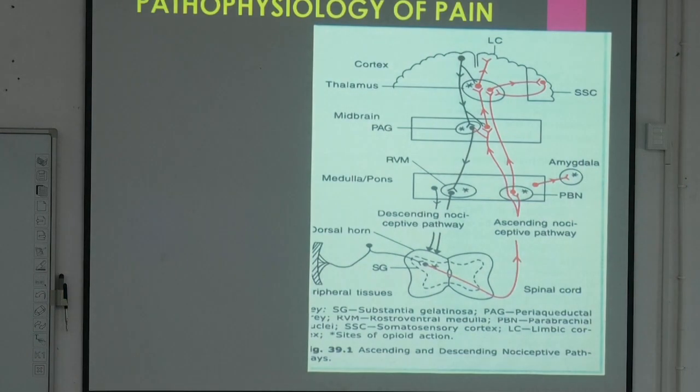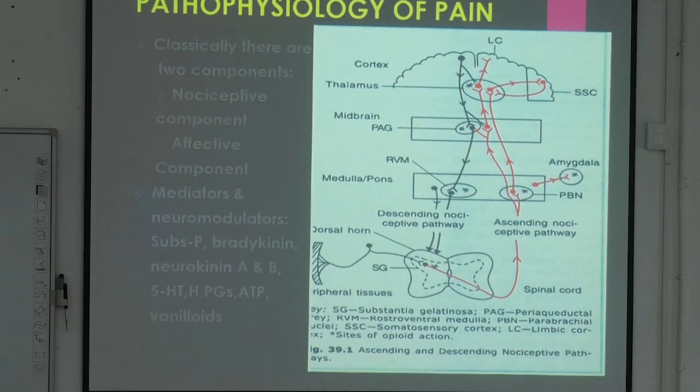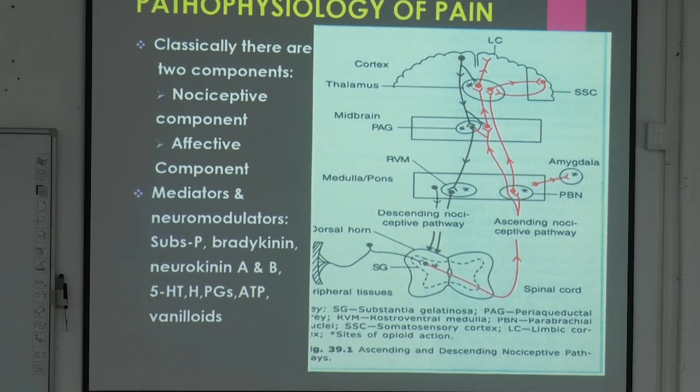Next, what is the pathway of pain? There are two components, the nociceptive and the affective component. And what are the mediators of this pain pathway? Substance P, NMDA, that is glutamate, bradykinin, and prostaglandin.